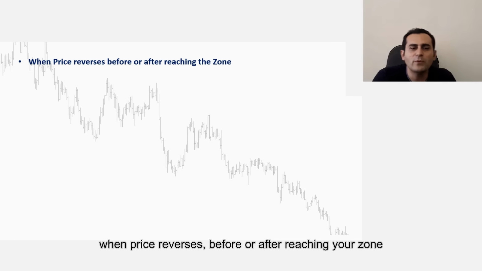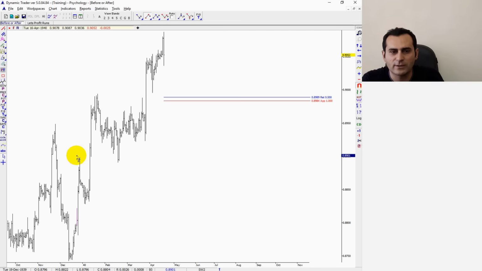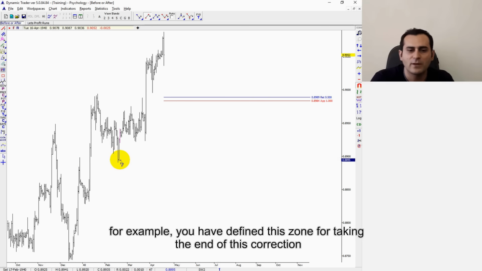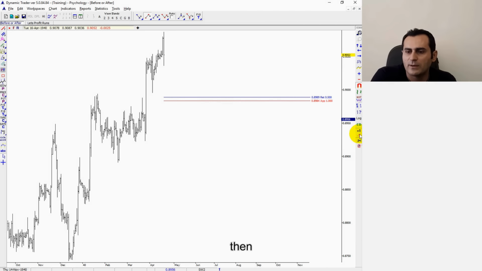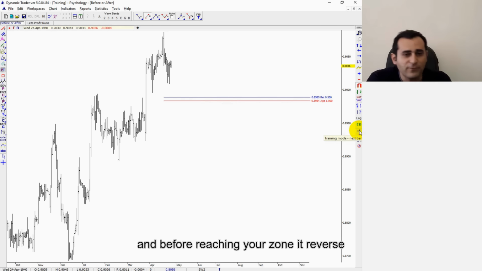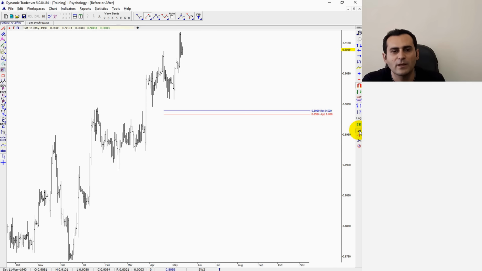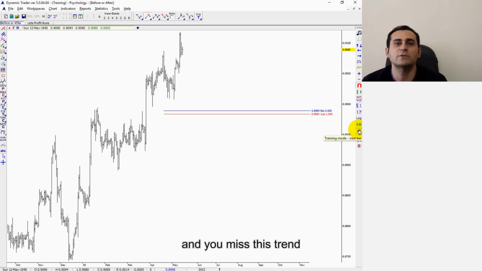The first, when price reverses before or after reaching your zone. Let me show it on the chart. For example, you have defined this zone for taking the end of this correction. And it's completely natural. Then let me add the bars here. Price comes down and before reaching your zone, it reverses and makes the trend, and you miss this trend.